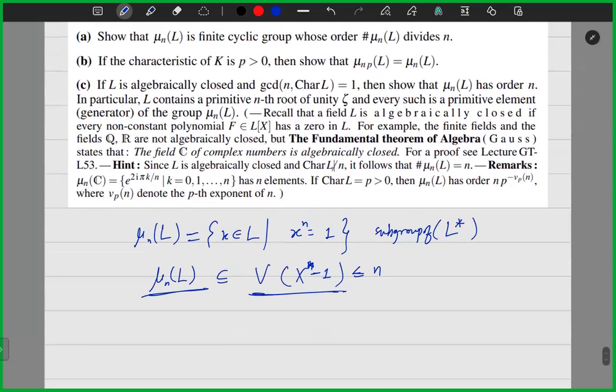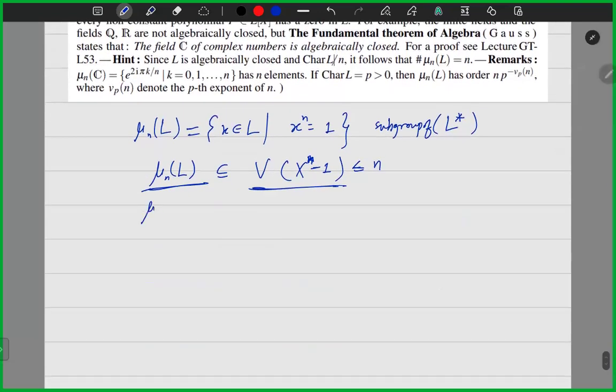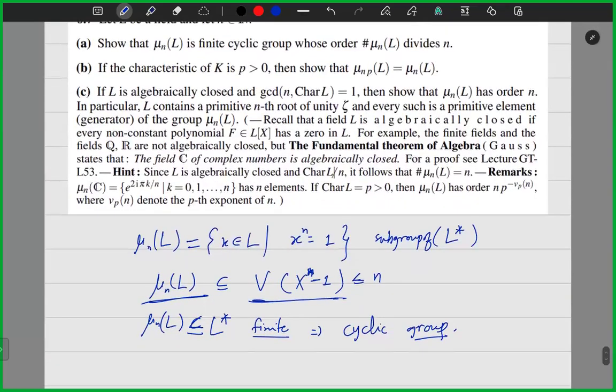Now what? It is cyclic because μ_n(L) is a finite subgroup of L*, and a finite subgroup of L* implies cyclic. Okay, finite implies cyclic, and its order divides n.